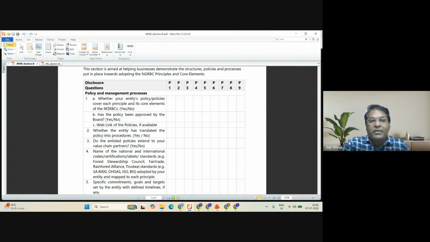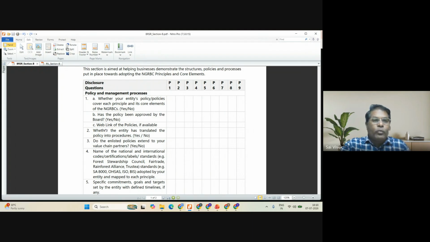Next is in 1B, has the policy been approved by the board? Have the board of directors approved this? Because it should be in the sight of everybody, especially the board members who would be managing it. Managing, as I said, is about planning, organization, and controlling of resources or policies, whatever. So it should have been approved by the board. Whether it is approved or not, we state here whether it is yes or no.